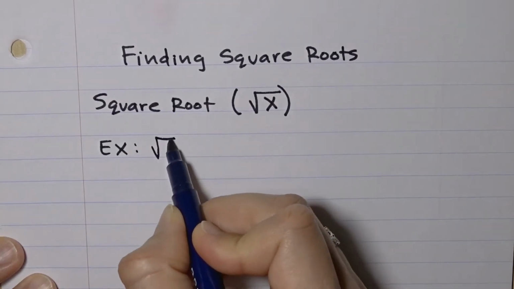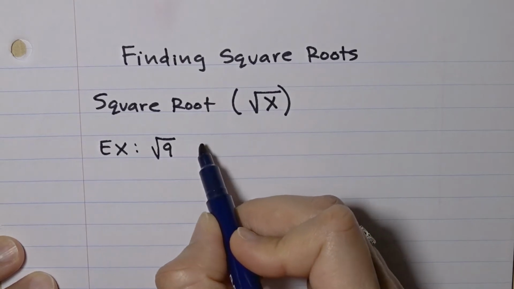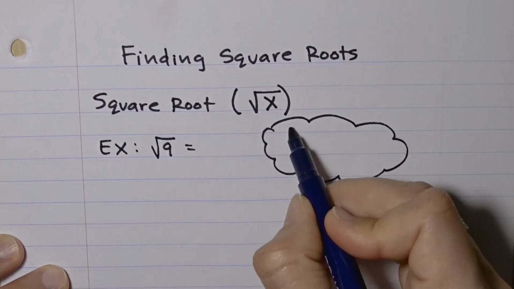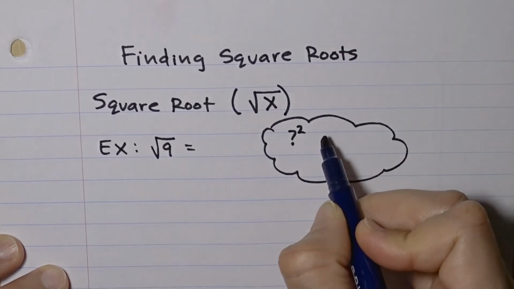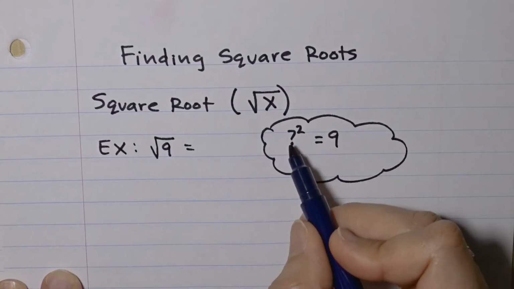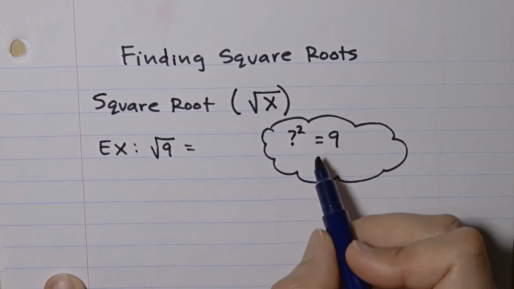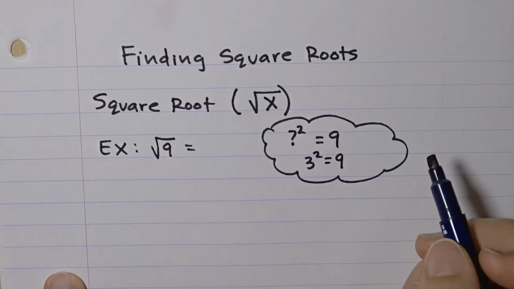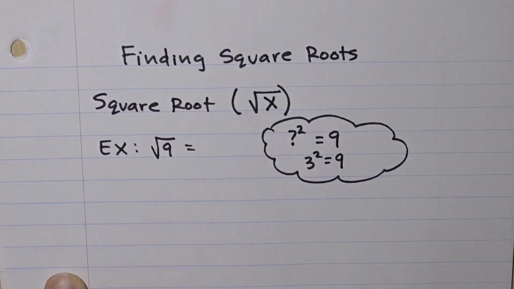Say I ask you for the square root of 9. That means this is what you're thinking: what number to the second power, or times itself, gives me 9? If you can think of what number times itself gives you 9, that number would be 3. 3 to the second power is 9. So therefore, answering the question, what number multiplied by itself gives you 9? The answer is 3.